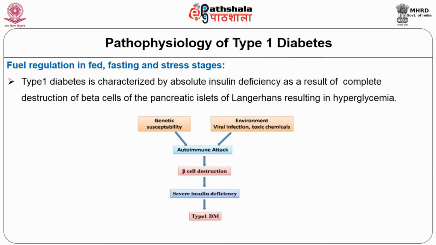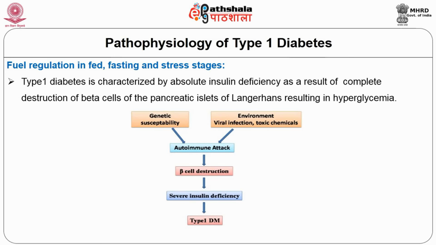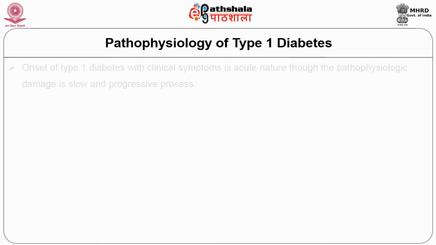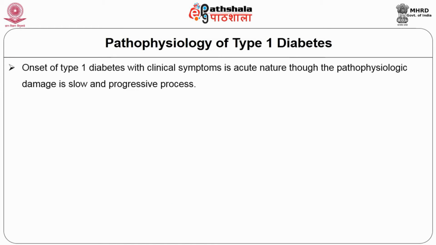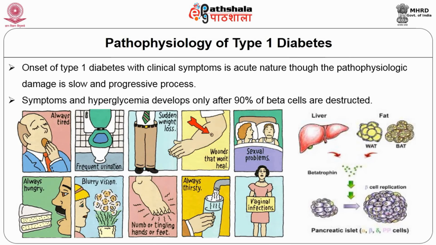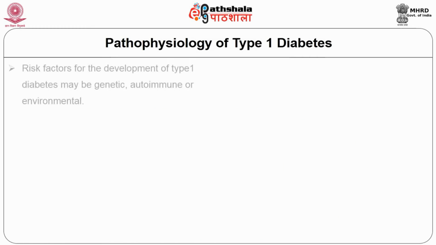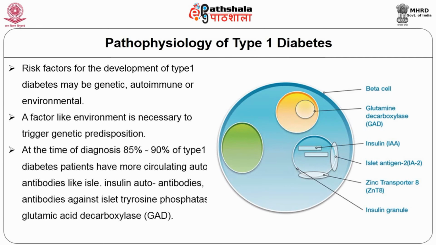Then the pathophysiology of type 1 diabetes is characterized by absolute insulin deficiency due to destruction of the beta cells. The clinical onset of symptoms is very sharp, but the underlying damage is a slow and progressive process. Symptoms and hyperglycemia develop only after 90% of beta cells are destroyed, and it is autoimmune, as I mentioned earlier; however, the exact causative factor is still unclear.